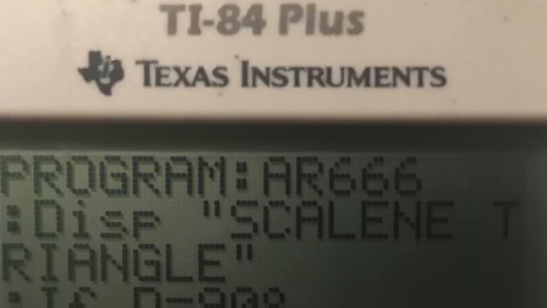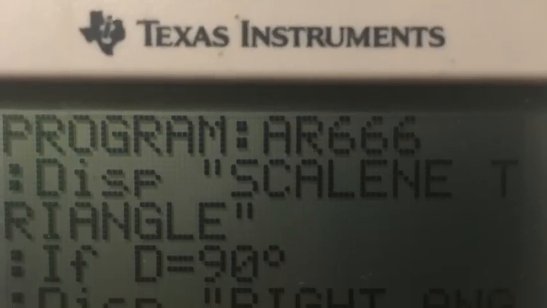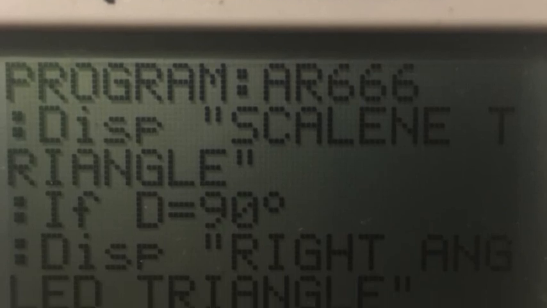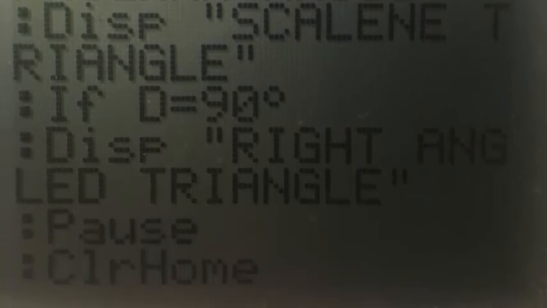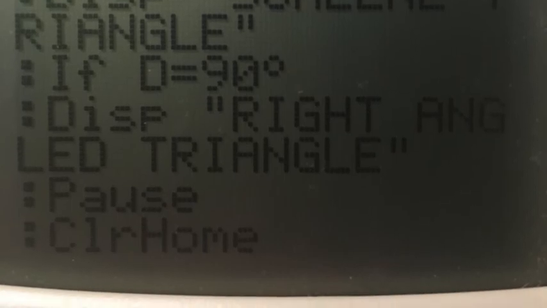There's also a right triangle displayed if any angle is equal to 90 degrees. Finally, complete the program with a pause and Clear Home code, and there you have an efficient way to solve a triangle with three sides.